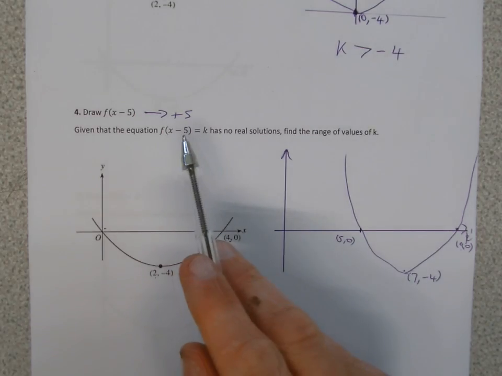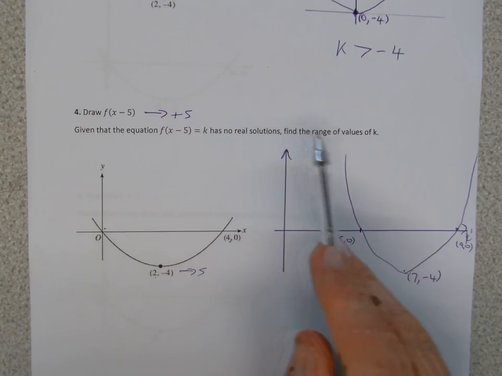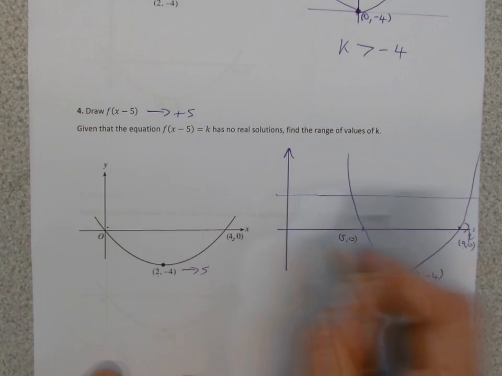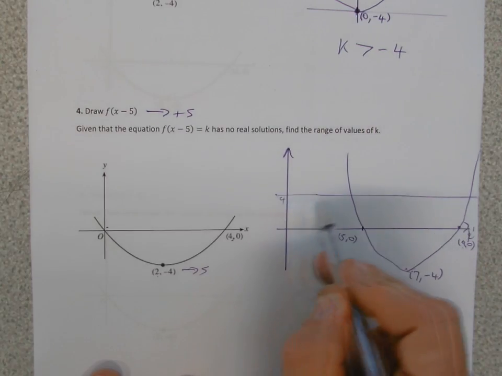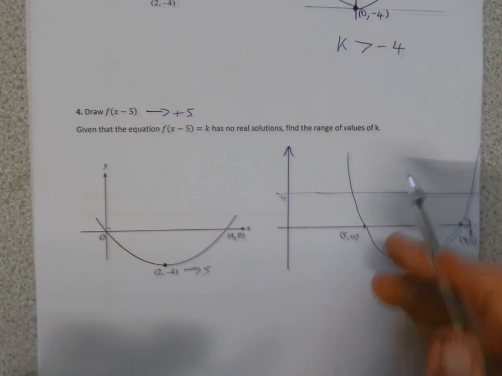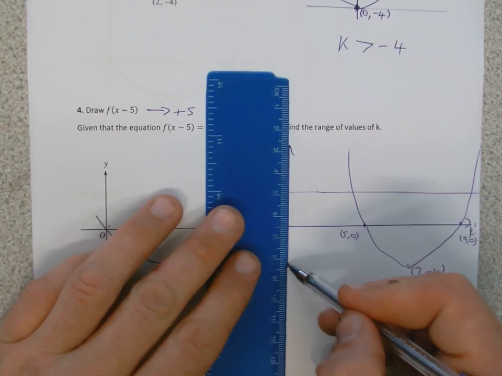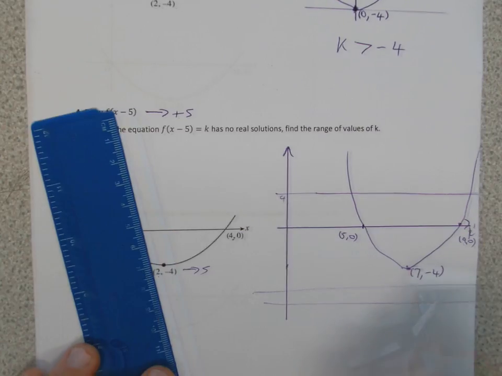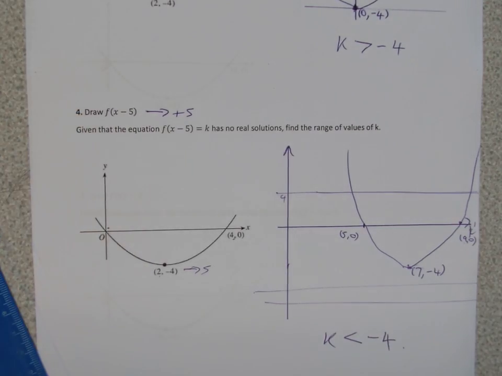So it says then, given that the equation f of x minus 5 equals k has no real solution, find the range of values of k. Now remember, as we saw before, if we're up here, that's no good. If we take k to be 4 or whatever is there, that's no good because it's got 2 solutions. No good at all. We want no solutions. So if you think about it, k has got to be down here somewhere. In fact, k has to be underneath that minimum point. It can't equal that minimum point because you'd have one solution. It's got to be underneath it. So k in this case has got to be less than minus 4. Okay, and we've answered our question.